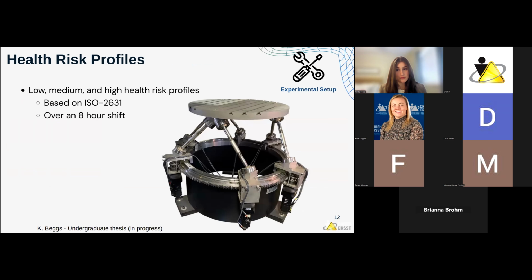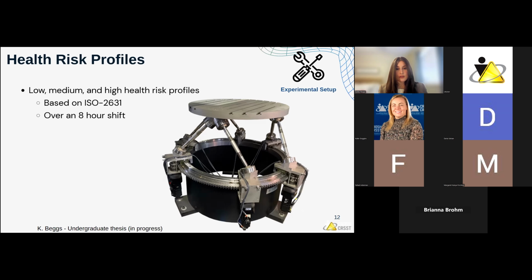And then for the health risk profiles, we used a low, medium, and high health risk profile based on the ISO 2631 standards. And this is based on the average exposure over an 8-hour work shift. So the participants in our study were exposed to 5 minutes of it, but the health risk profiles are based over an 8-hour average period.